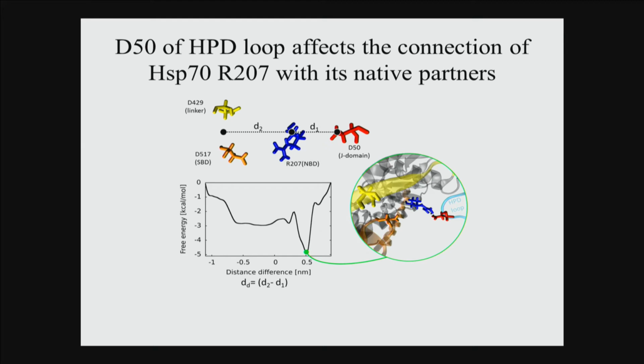So the D50 of the HPD loop is a conserved motif, highly conserved. As we see, it steals the arginine 207 from its native partners, as depicted here. Here you can see the free energy profile on the distance difference between these four residues. So you can see the distance between native partners and arginine, and D50 of J protein. And we can see here that the D50 bound state is energetically favorable, so we can see that D50 can steal the arginine 207.